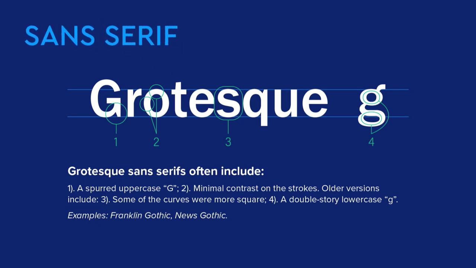Now we move to the sans serif category, and the first one we'll be taking a look at is the grotesque. A very key feature of grotesque is bold uppercase, as highlighted in number one. Minimal contrast on the stroke. Older versions include minimal contrast on the stroke. Some of these curves, as highlighted in number three, were more square. There is a double-story lowercase g. Examples of grotesque sans serif are Franklin Gothic and News Gothic.